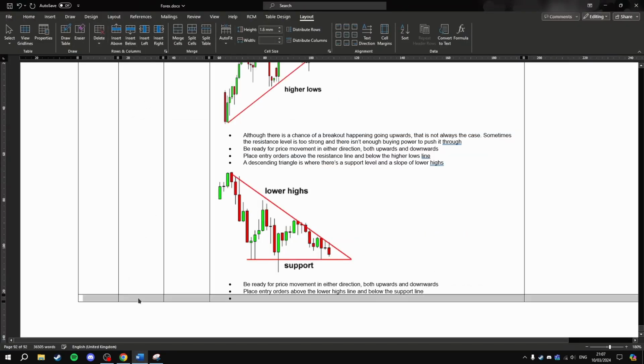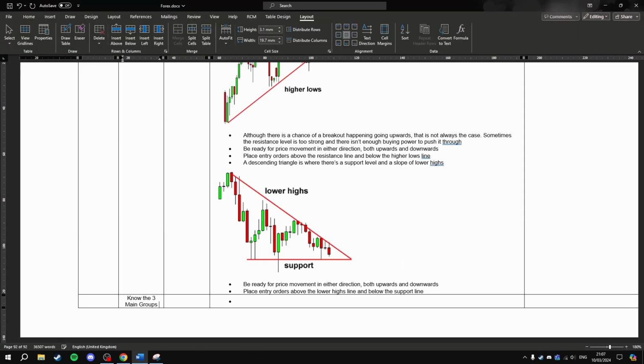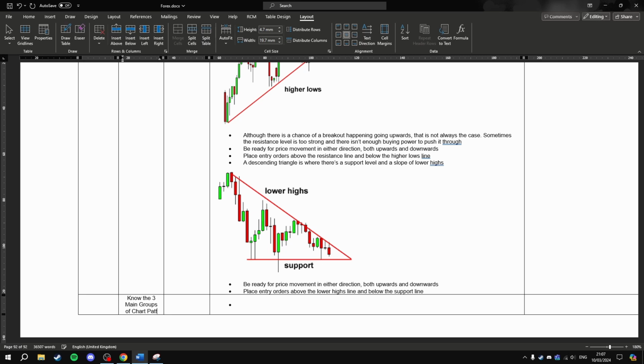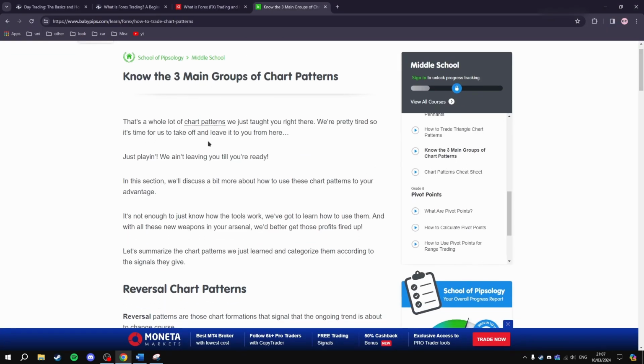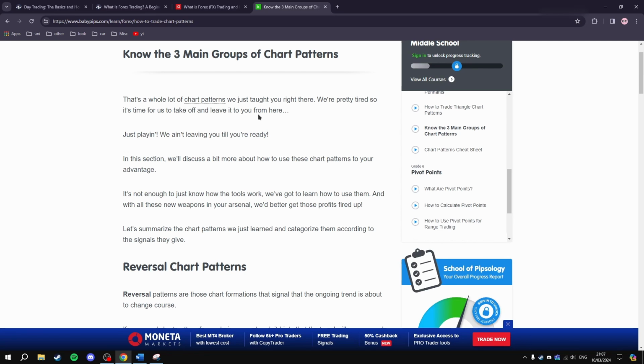Know the three main groups of chart patterns. There's a whole lot of chart patterns we just taught you right there. We're pretty tired, so it's time for us to take off and leave it to you from here. Just playing, we ain't leaving you till you're ready.